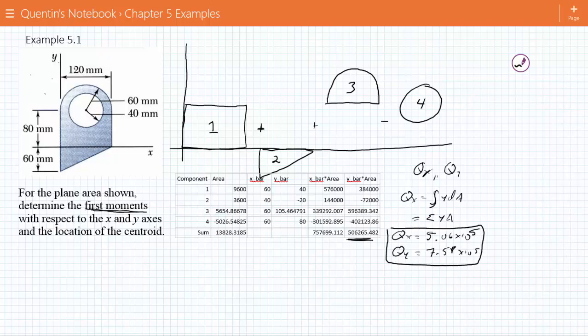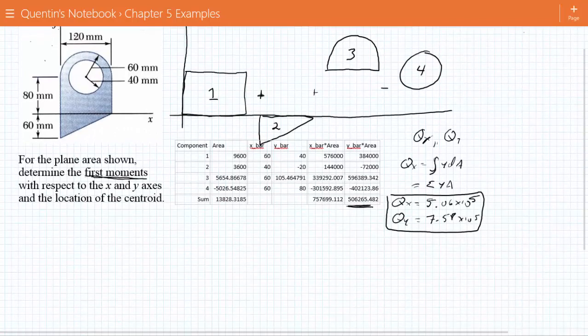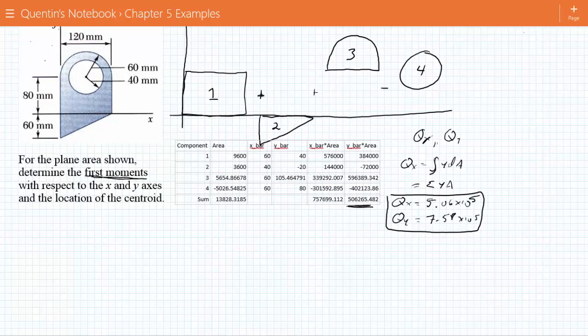But now, we're not done. That's the first part. Honestly, those are just an interim step. Really what we want to do is find the location of the centroid. Well, how do we do that? Well, it comes down to this, right? X bar times area is equal to the sum of X bar times area. So therefore, X bar is equal to the sum of X bar area over the sum of the area.